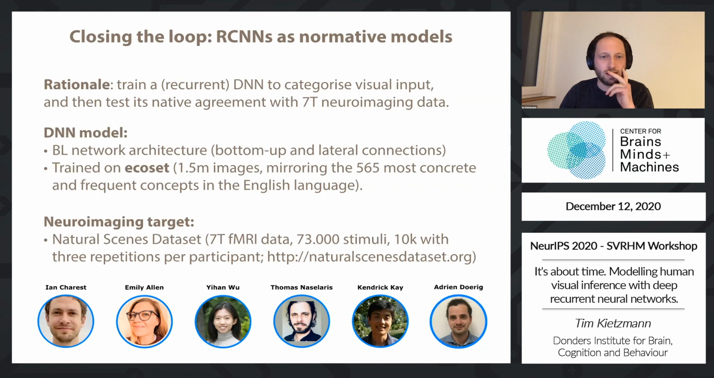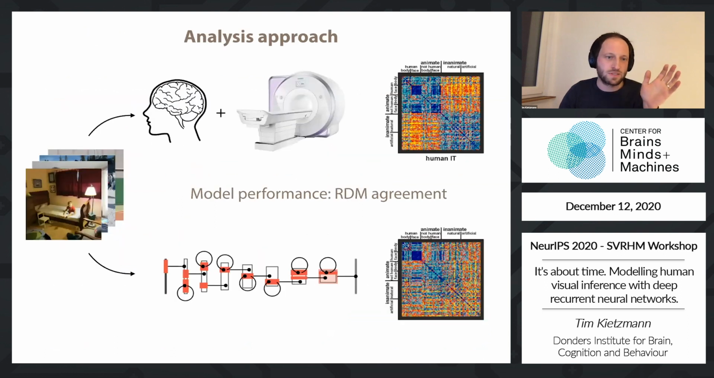Okay, so what are we going to do with all this? We're going to take these thousands of images. We're going to show them to participants in the 7 Tesla, and we'll extract RDMs from their cortical responses. We'll show the same images to a pre-trained model, and we'll get RDMs. Since this is a recurrent model, we'll get different time points and different layers.